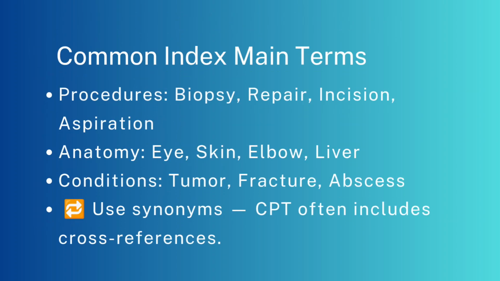Here are some common index main terms used in the CPT. Procedure names: biopsy, repair, incision, aspiration. Anatomical sites: eye, skin, liver, elbow. Conditions: tumor, fracture, abscess. You can even use synonyms, like searching drainage instead of aspiration.